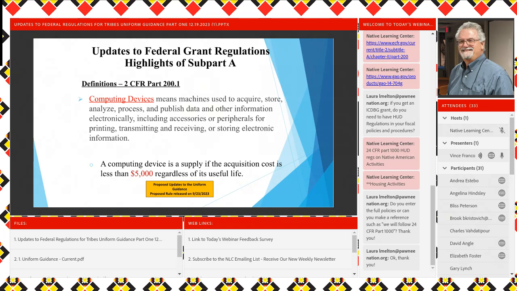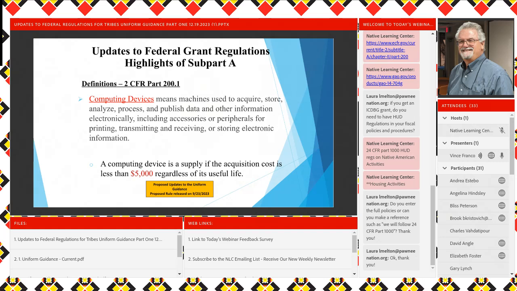What we're trying to do here is understand the federal government's interpretation, like with computing devices. This is relatively new. It means machines used to acquire, store, analyze, process, and publish data. Now these days, that's a smartphone they're describing, right? It can do all of those things. Back in the day, that used to be described as equipment, and if it's equipment, then we get into depreciation. It's treated differently. Now it's considered a supply. So they have two ways to look at it.